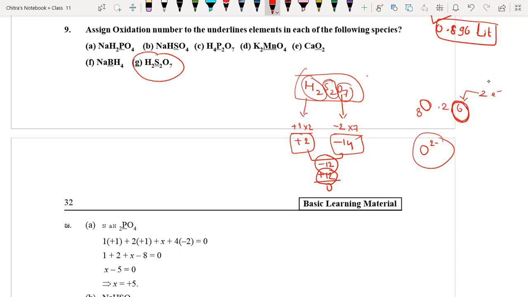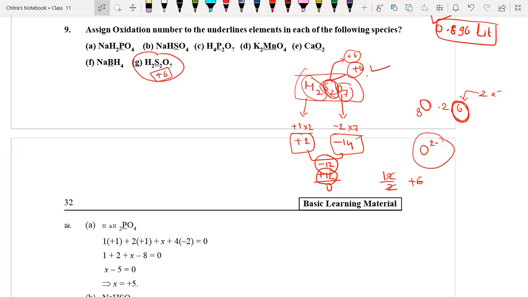See, here we have 2 sulfur. That means that +12 charge is responsible for 2 sulfur atoms here. That means we have to divide that 12 by 2. So we will get +6. That means one sulfur will have +6 charge and the other will also have +6 charge. So the oxidation state of sulfur is +6. Understood?